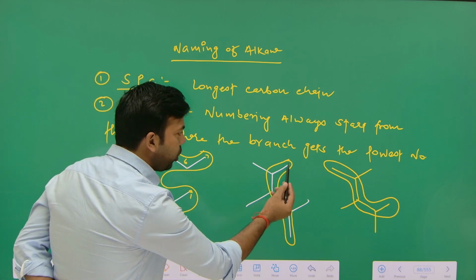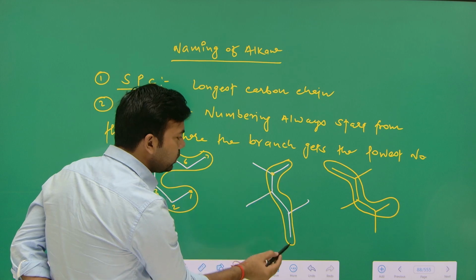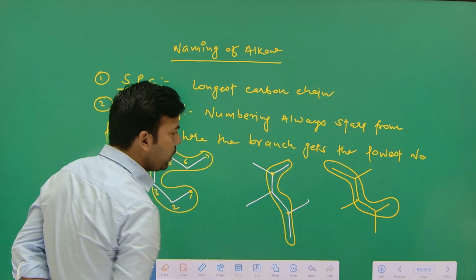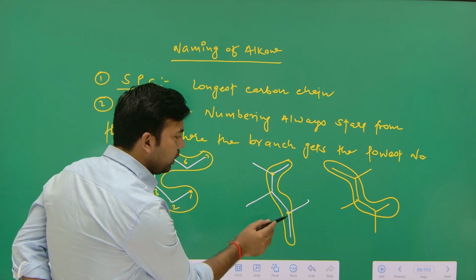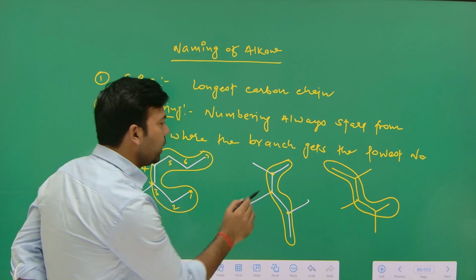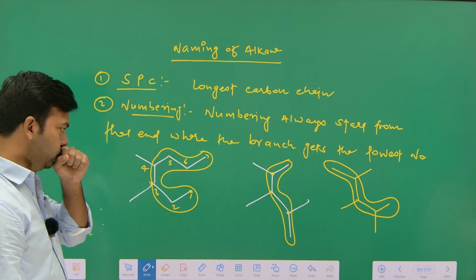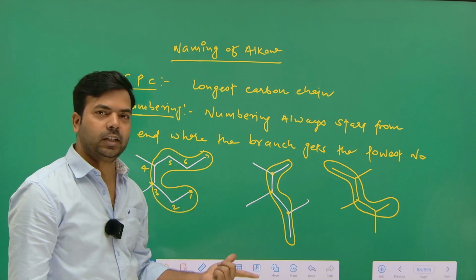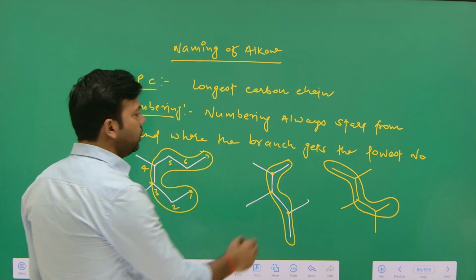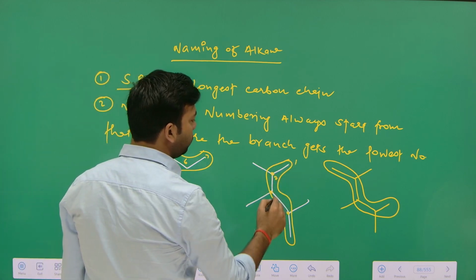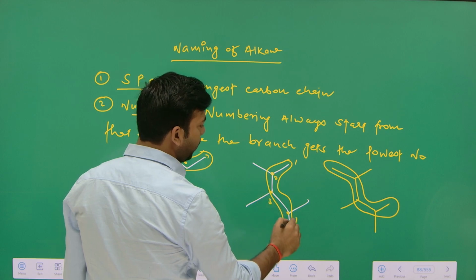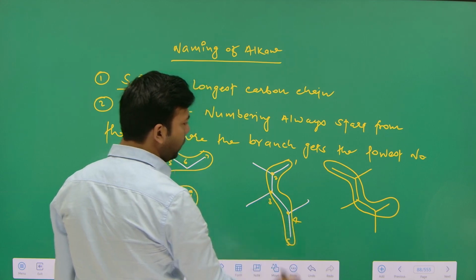In this case again we should start from that end where the branch gets the lowest number. If you start from the top, 1, 2, 2 has a branch. If you start from the bottom, number 2 also has a branch. And then next, number 3 on both sides has a branch. So this is a symmetrical compound, so you can start from any end, it doesn't matter. So 1, 2, 3, 4 and 5. Clear?